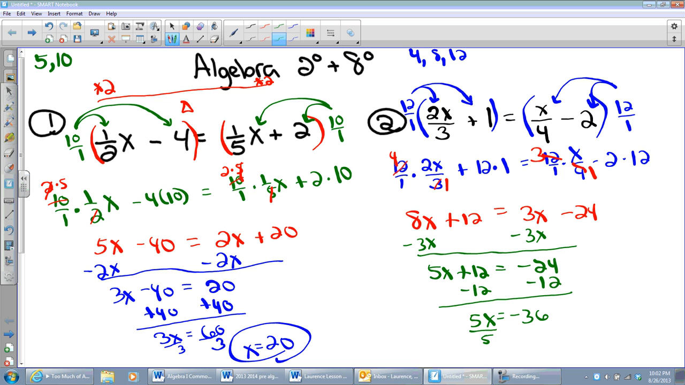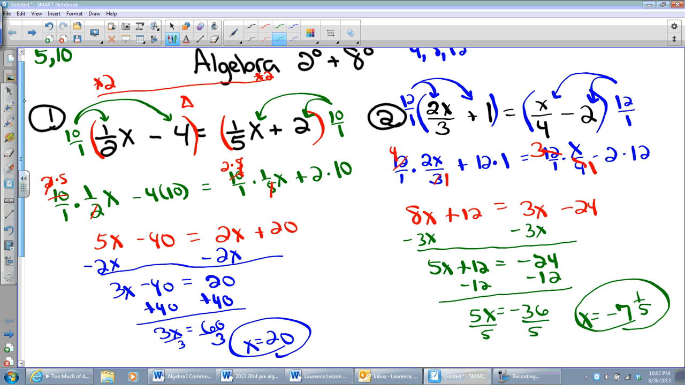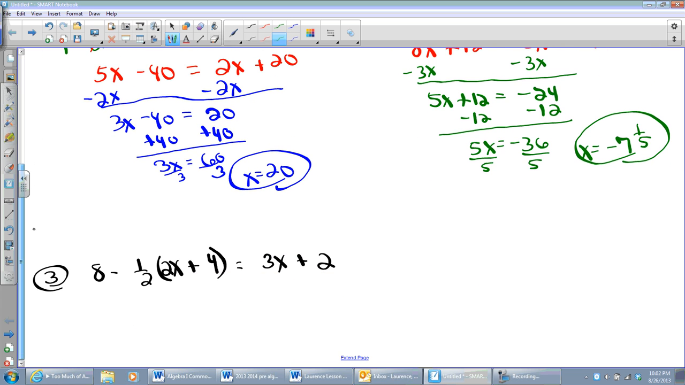And I'll divide by 5, divide by 5. X is going to equal negative... 5 goes into 36 7 times. It's 1 short. Negative 7 and 1/5. Shouldn't be running to a calculator on these. They're too easy. You could have left negative 36 fifths as your answer.